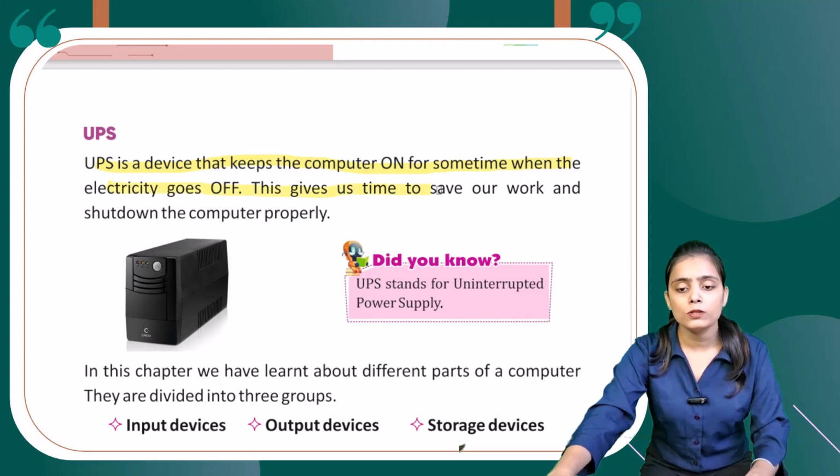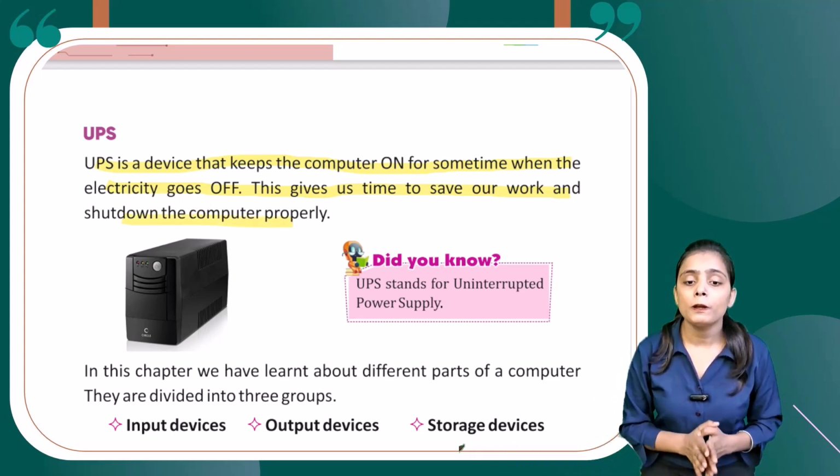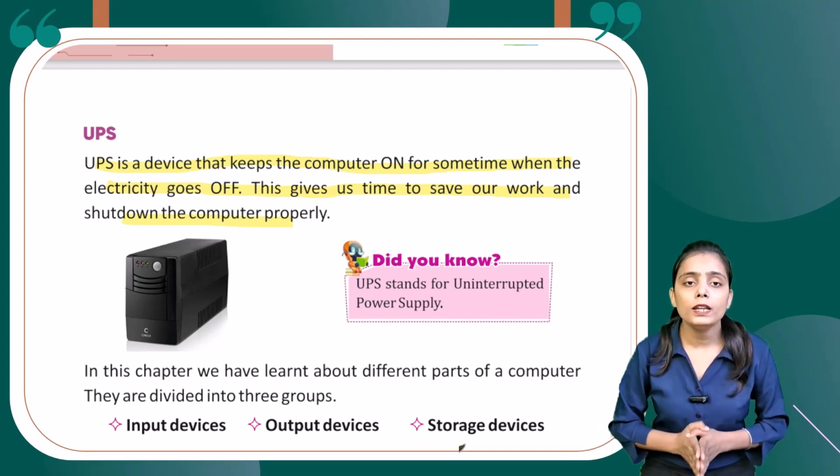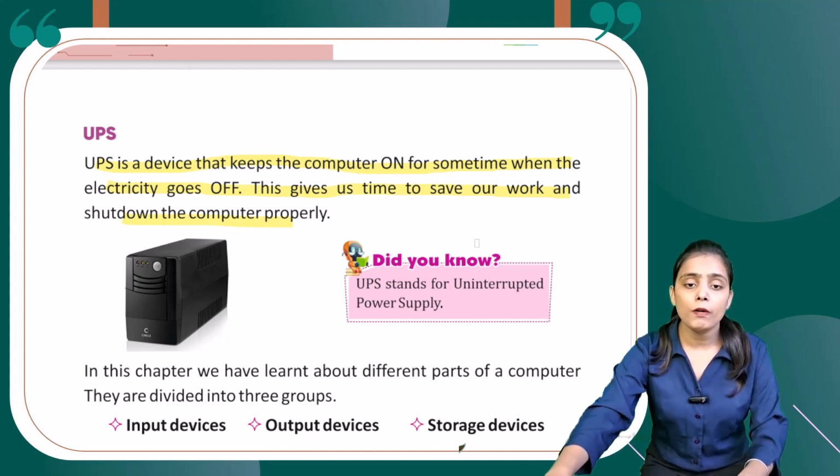This gives us time to save our work and shut down the computer properly. So UPS जो होता है बच्चों, ये आपका क्या करता है, आपके कंप्यूटर को ऑन रखता है for some time, not for forever, when the electricity goes off. Okay, and this gives us time to save our work and shut down the computer properly.